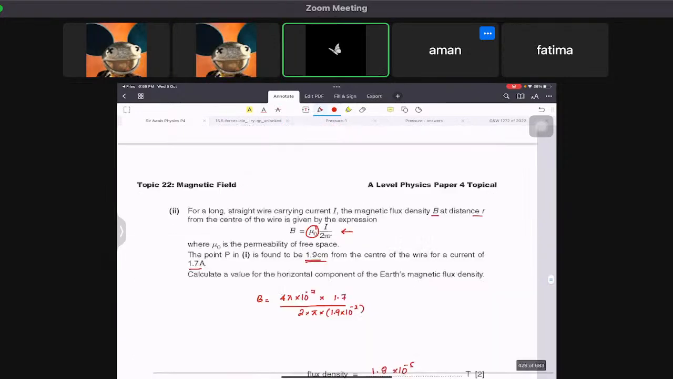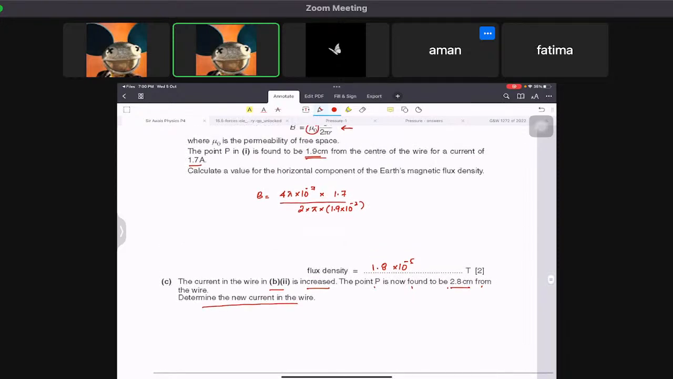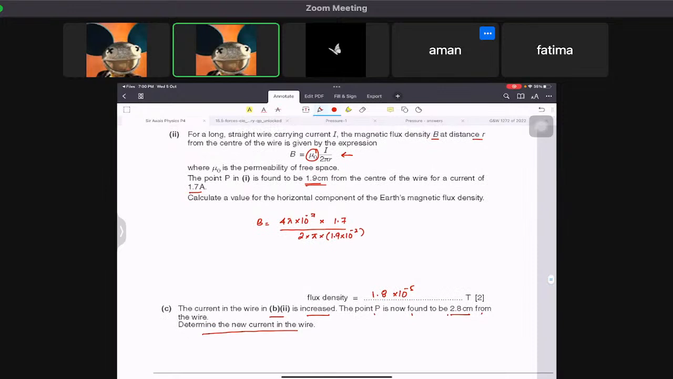Okay, sir. Then it says the current in wire B2 is increased. The point P is now found to be 2.8 centimeters. Determine the new current. So basically it's pretty simple. You can put it back in the equation, but that's a very, very long way to do it.